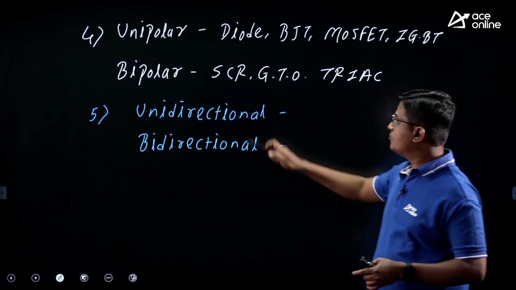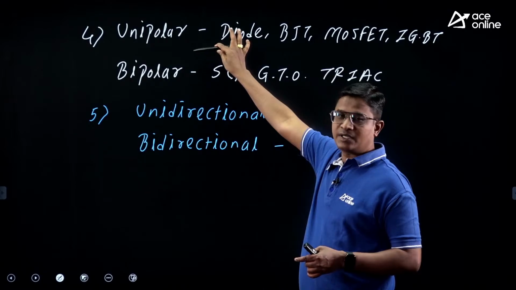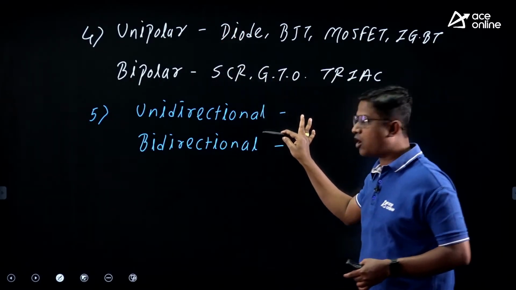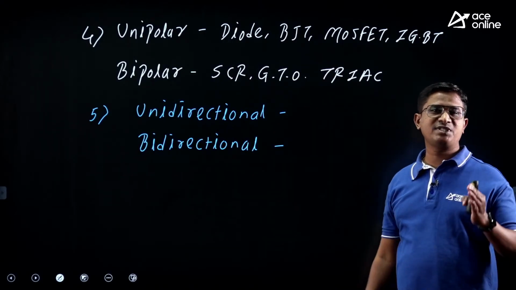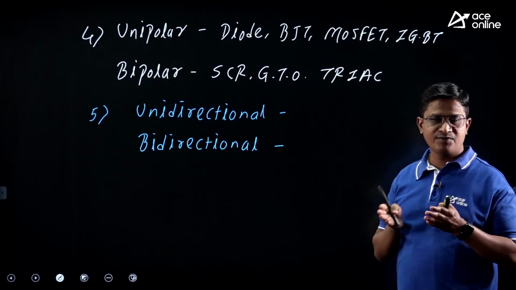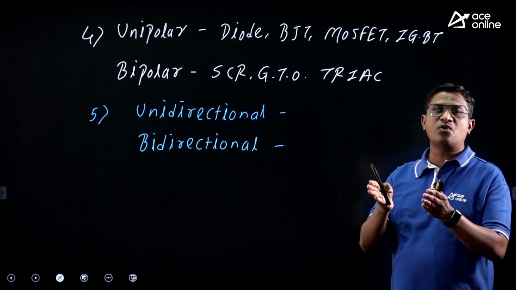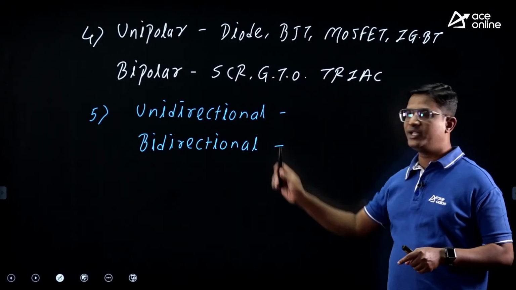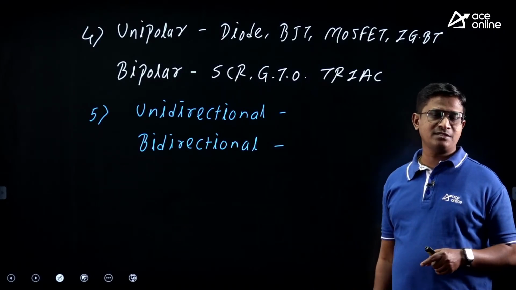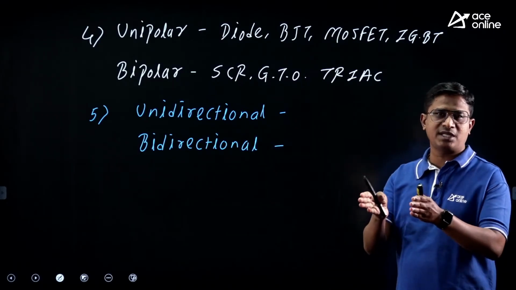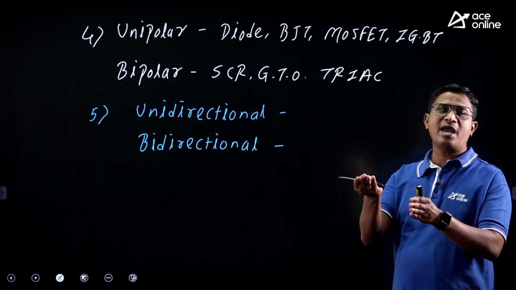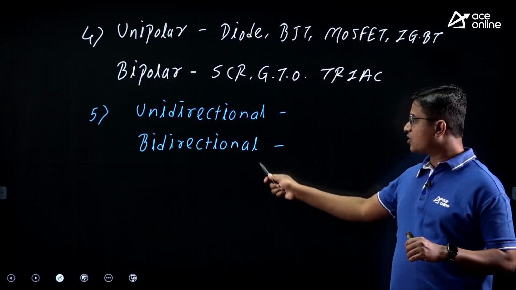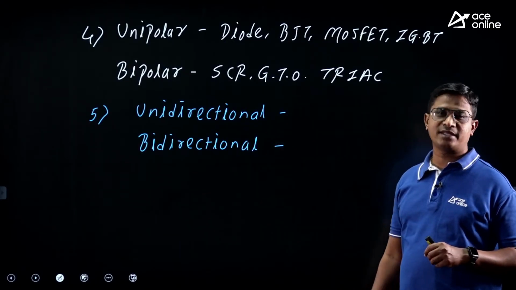Be careful. For unipolar and bipolar, in the definition I used the words off state. Here it is on state. So if the switch is in the on state and conducts only positive or negative current, I am saying or, then it is known as unidirectional. Bidirectional means the switch during on state carries positive as well as negative current.